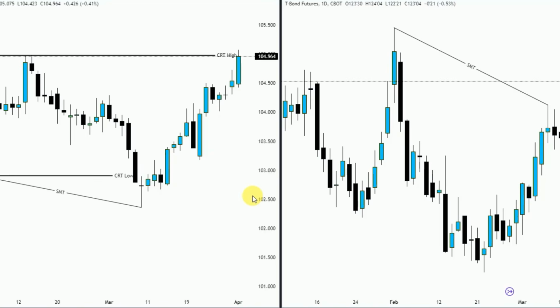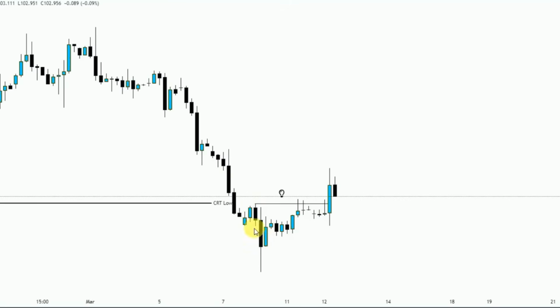However, bonds did not clear the liquidity of this high, so DXY created a lower low, while bonds created a higher low. This gives us a very clear SMT. I have a full 20-minute in-depth video on SMT, including a masterclass, which you can find on my channel.